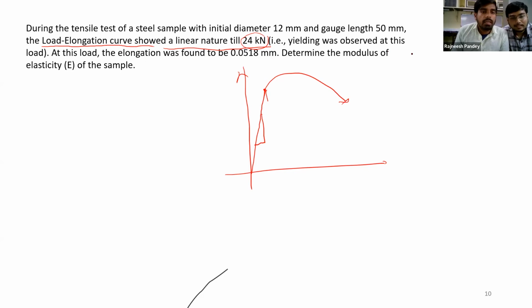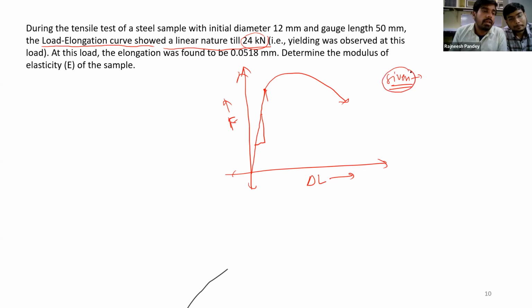So basically the shape of this curve and the shape of the engineering stress versus engineering strain curve will be exactly similar, because we are only dividing the values on the y and x-axis by a constant value. Yes. So basically load by initial area gives the stress, and elongation by original gauge length gives the strain. So let us go.